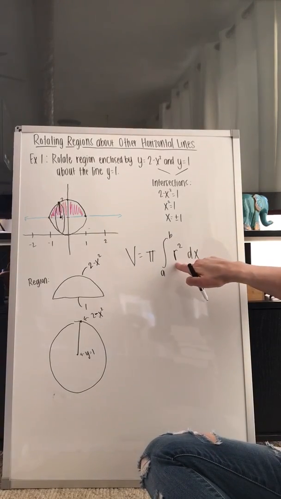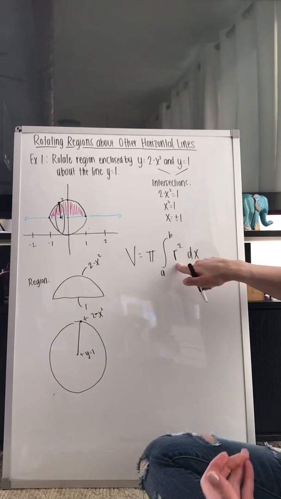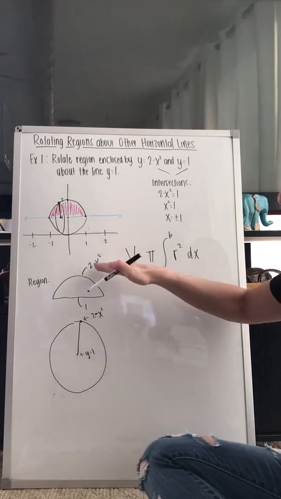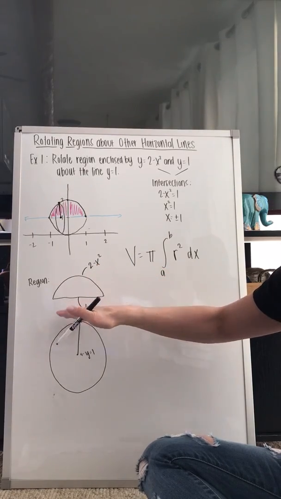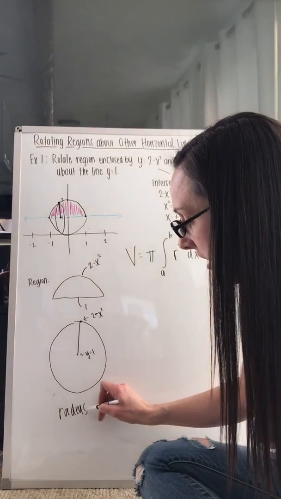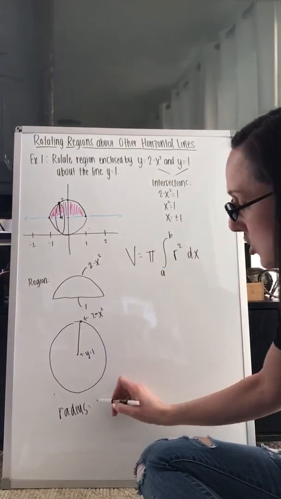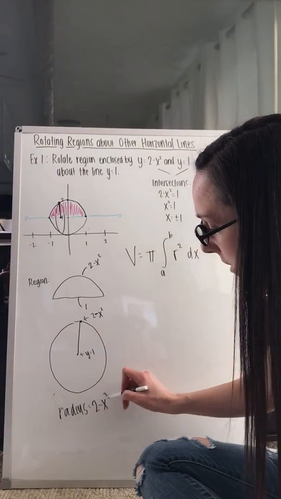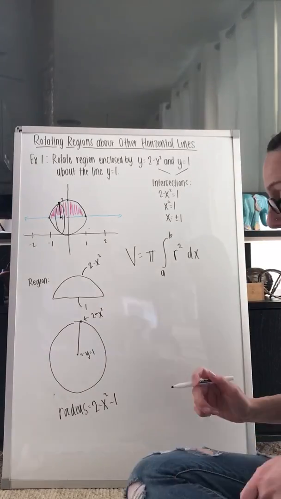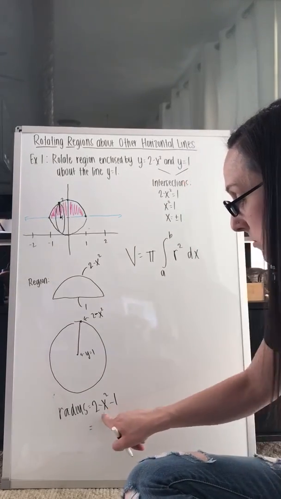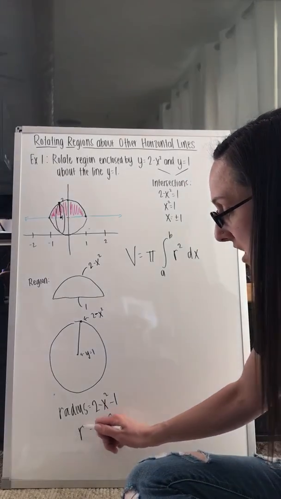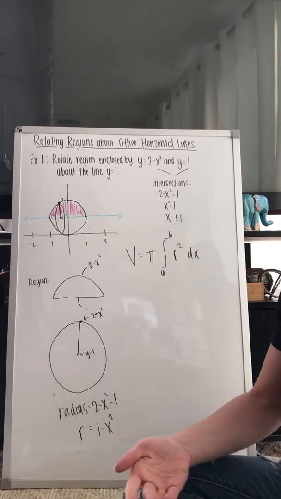So when I go to plug into my radius, like I said, it's not going to be the same as what we were doing the other day. The radius is now going to be the difference between the upper part of my region minus the lower part of my region. So my radius here is going to be the 2 minus x squared on the top minus the 1 on the bottom. If I simplify this a little bit, 2 minus 1 just gives me 1 minus x squared as the radius value for this solid.